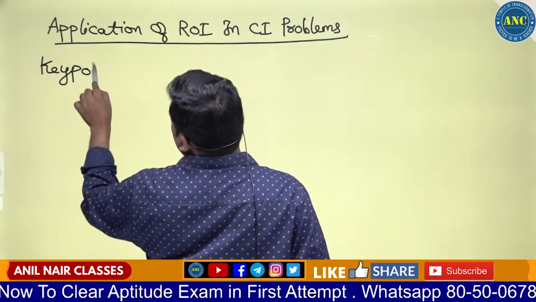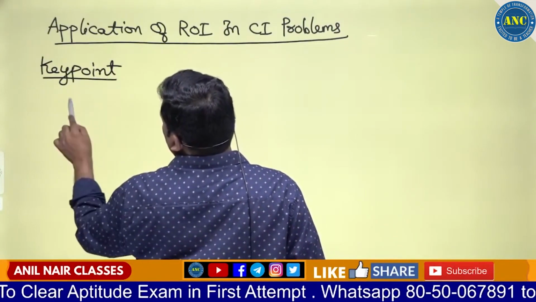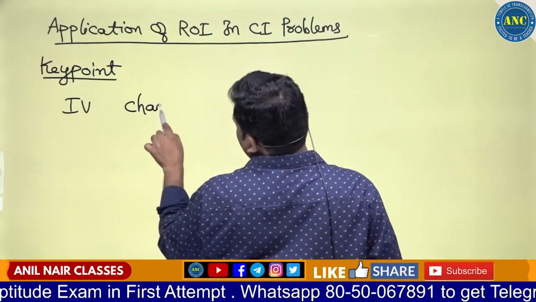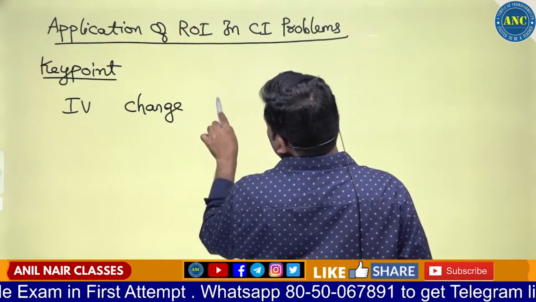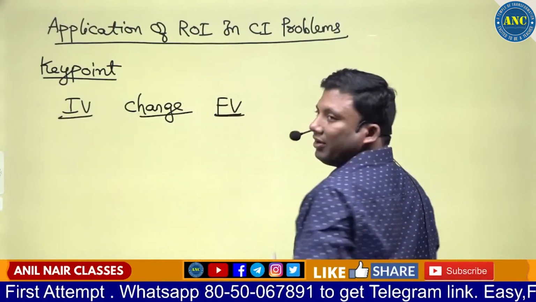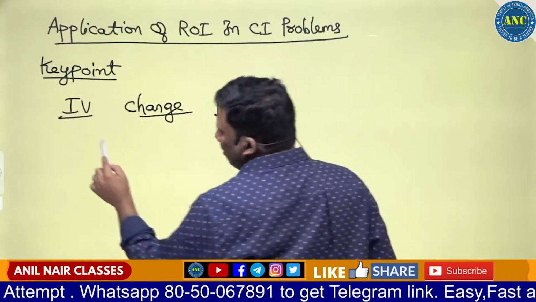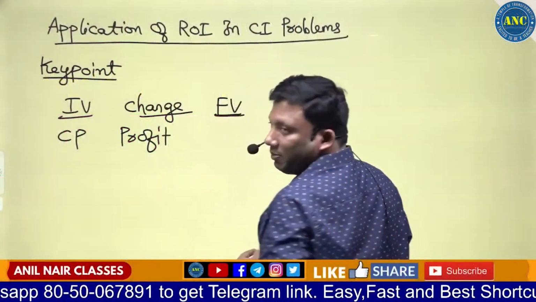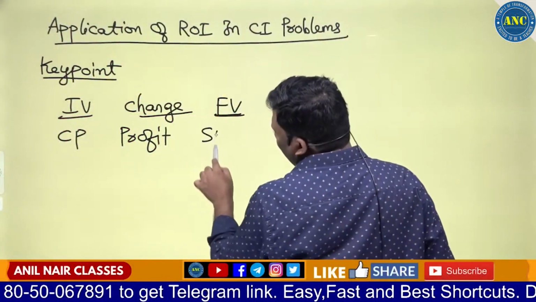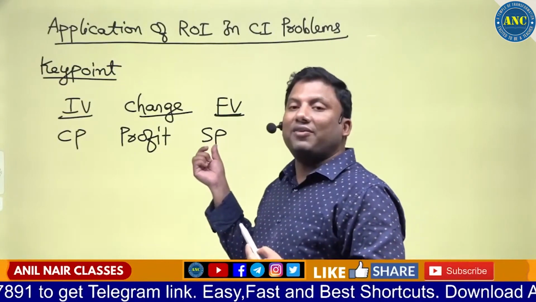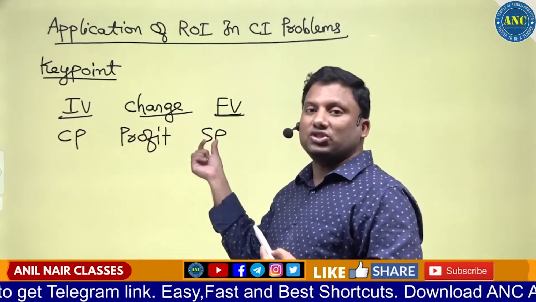Key point. There is an initial value, there is a change, and there is a final value. If the initial value is the cost price and there is a percentage increase, the change will be profit, and the final value will be the selling price. Final value is initial value plus change.